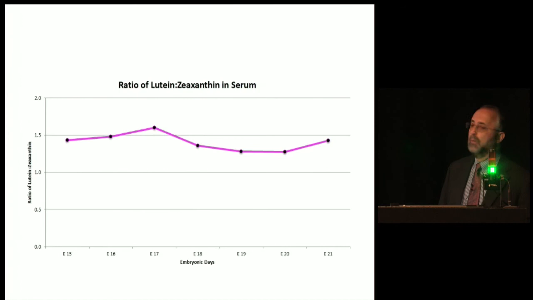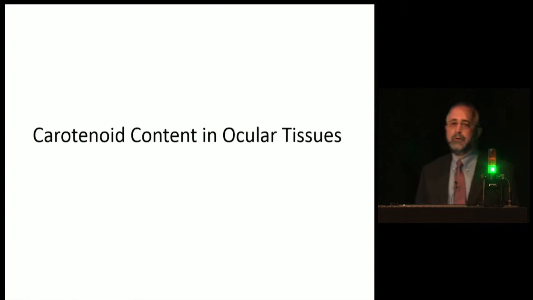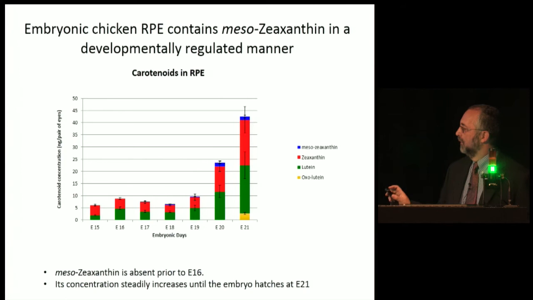So we're here to hear about the eyes, so that's what I was most interested in. What's actually happening in the eyes of these birds? So you can see here, we see something very different going on. First to note is that going to E21, just before hatching, there's significant amounts of meso-zeaxanthin present, there is zeaxanthin present, there's lutein present, and oxolutein.